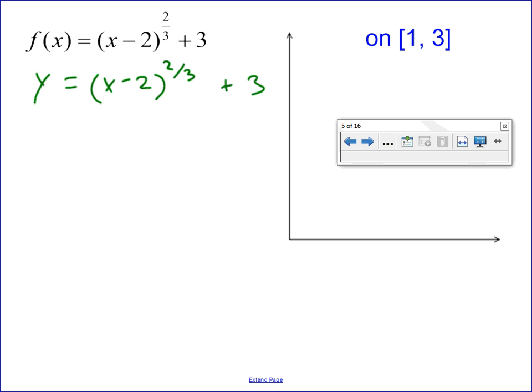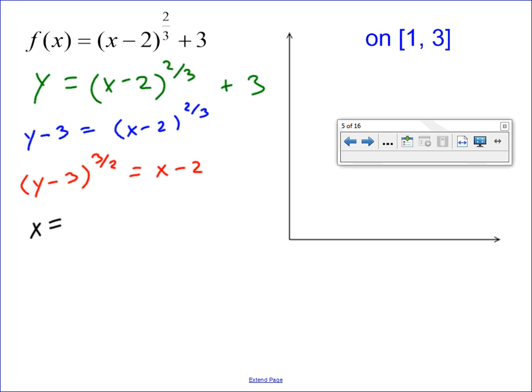So what would we do here? Well, we simply subtract over our 3. Undo the power. How would we undo that exponent? Right? What do we do algebraically to undo an exponent? Yeah, we would do the reciprocal exponent. We could raise both sides to the reciprocal exponent. That would get rid of our exponent. So y minus 3 to the 3/2 will equal quantity x minus 2. And then we can finish it out by adding 2 to both sides. So I'm getting x equals quantity y minus 3 to the 3/2 plus 2.